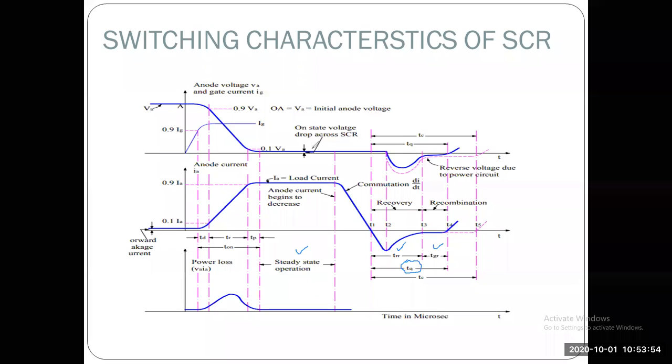After some time, you are giving a command to the turn-off circuit. The turn-off circuit is specifically meant to turn off the SCR. The main purpose of the turn-off circuit or commutation circuit is to turn off the SCR. That means we are trying to decrease the anode current below the holding current value. That is the process we require during turn-off of the SCR. So that is the command which we are providing.